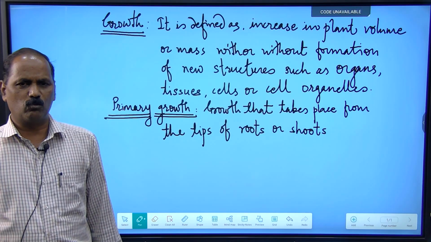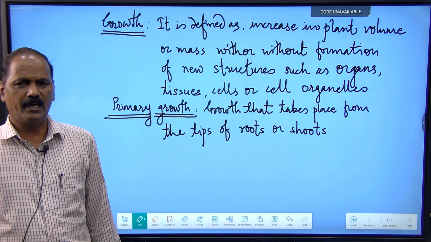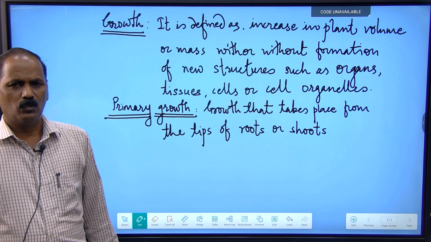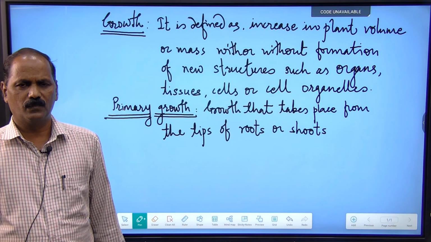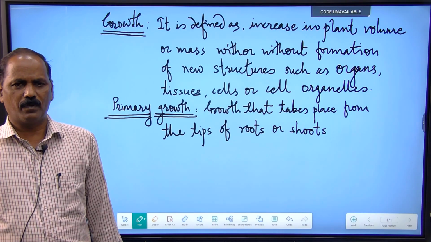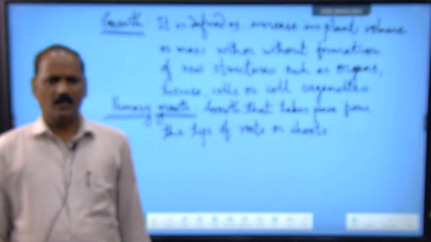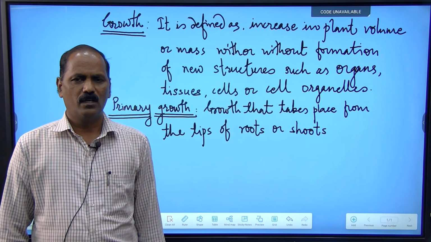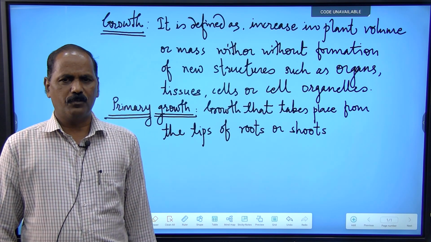The next point that I would like to discuss is secondary growth. After completion of primary growth, an individual plant needs to go for the next stage of growth, and that is known as secondary growth. It means only after completion of primary growth there is secondary growth, and secondary growth is possible only because of the formation of cambium. That cambium leads to formation of new cells.